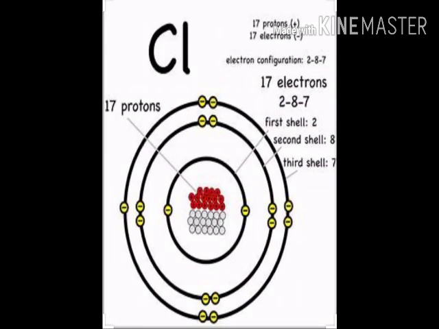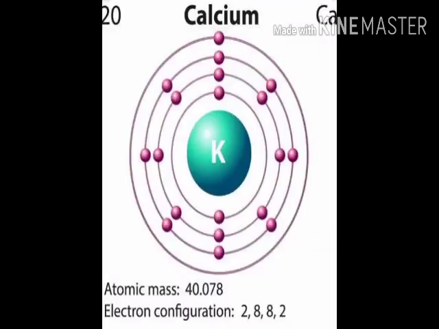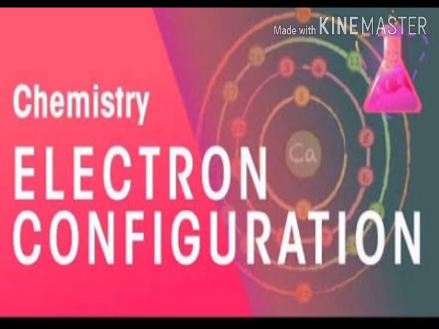Chlorine has 17 protons and 18 neutrons and 17 electrons revolving around its nucleus in K, L, and M shell respectively. It's 2, 8 and 7. Then moving on to potassium, there are 19 protons and 20 neutrons. Calcium has 20 protons and 20 electrons.